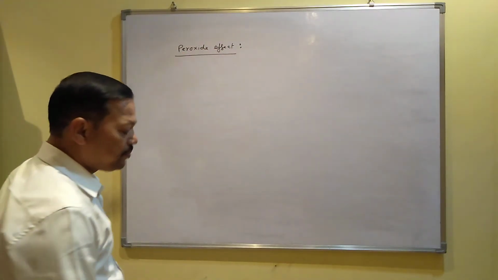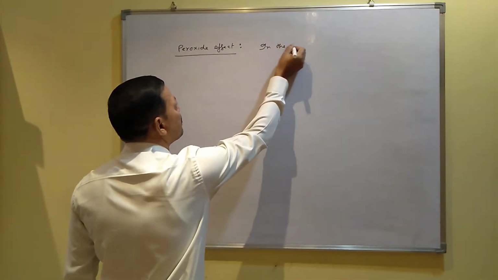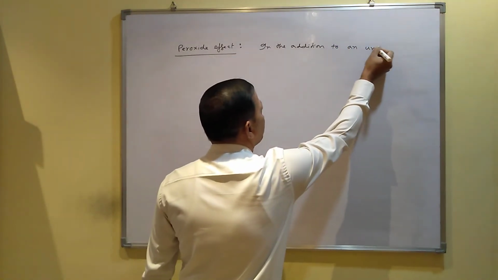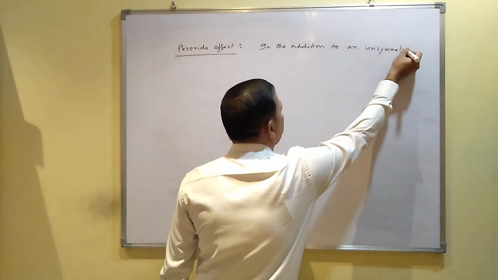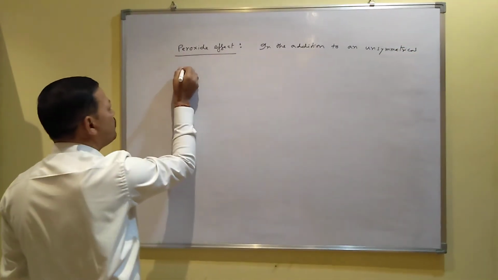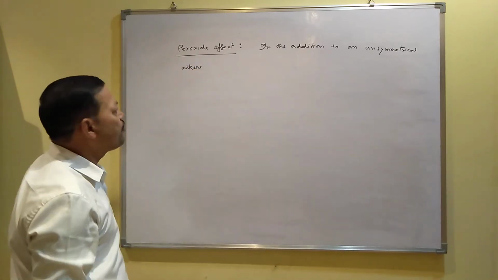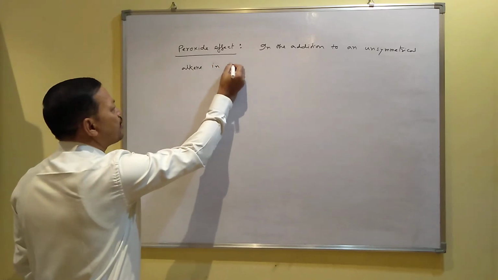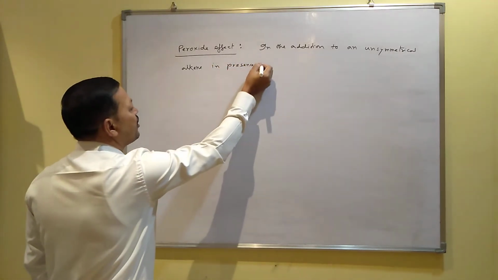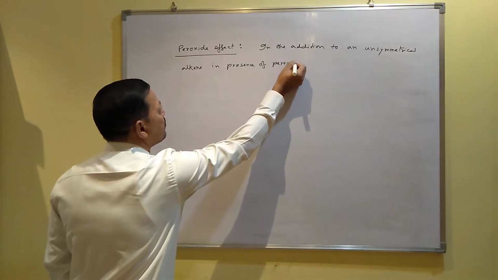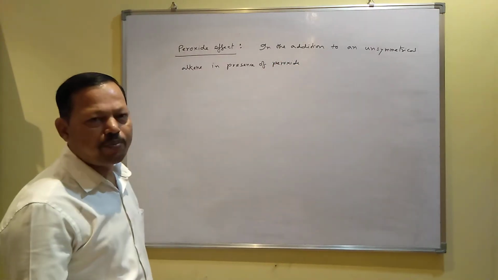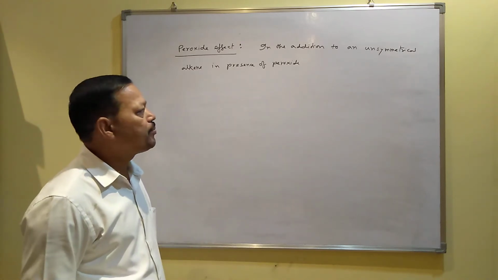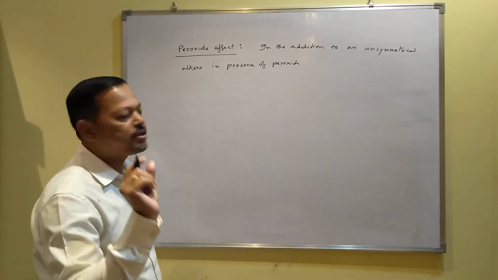What is this effect? In the addition to an unsymmetrical alkene, this is also a part of the Markovnikov rule. In the addition to an unsymmetrical alkene in presence of peroxide, here peroxide will act as a catalyst. There are a number of peroxides. Actually, peroxide means those compounds which contain an oxygen-oxygen single bond. For example, hydrogen peroxide, sodium peroxide, you will get an oxygen-oxygen single bond.